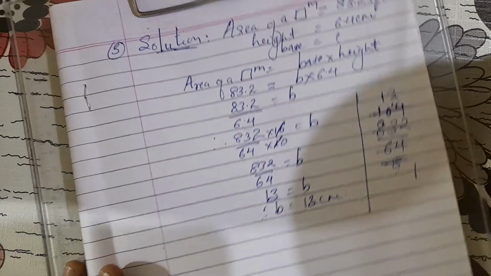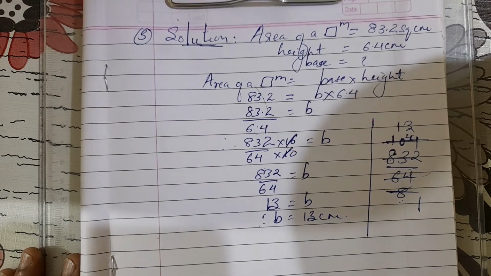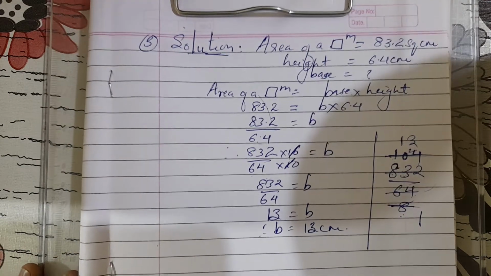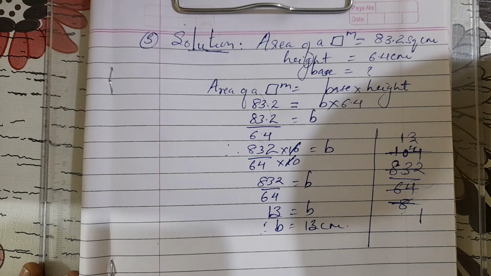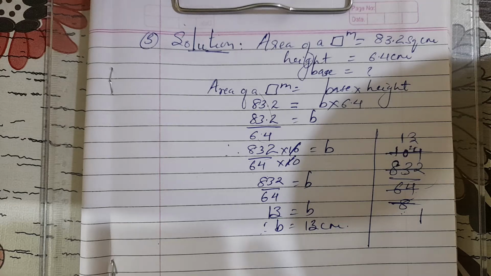So children, with this we have completed our practice set 15.1 because only 3 sums were there. Children, remember, learn the formulas of this chapter. Formulas are very, very important. If you know the formula, you can just substitute and find the solution. Now let's move to the other practice set.